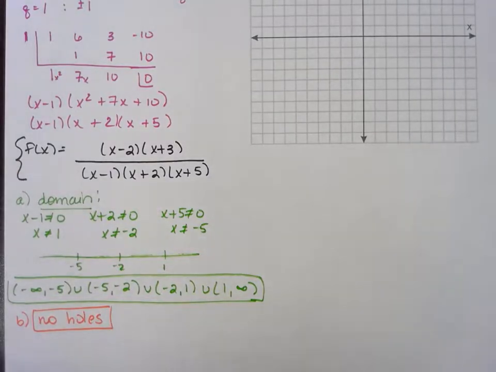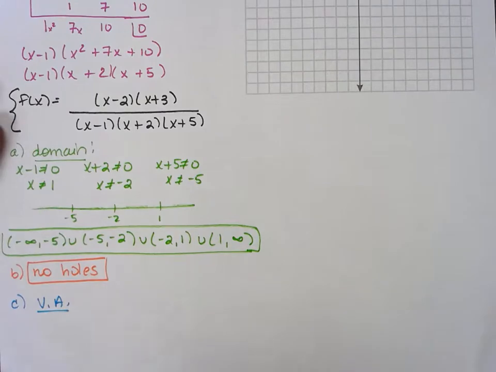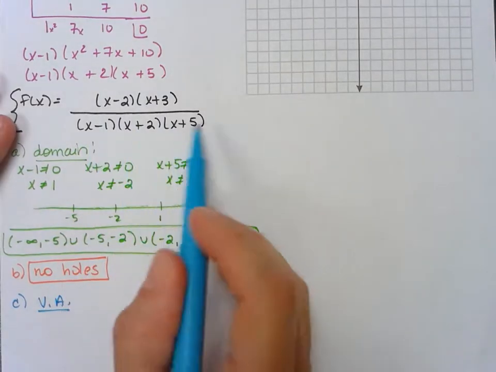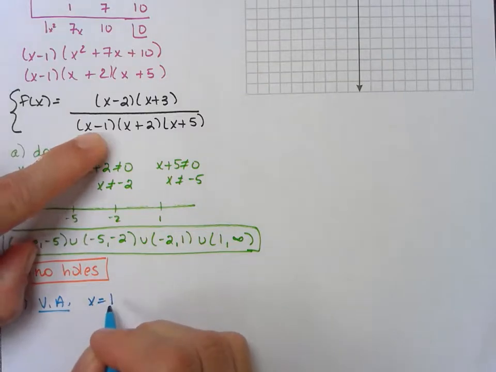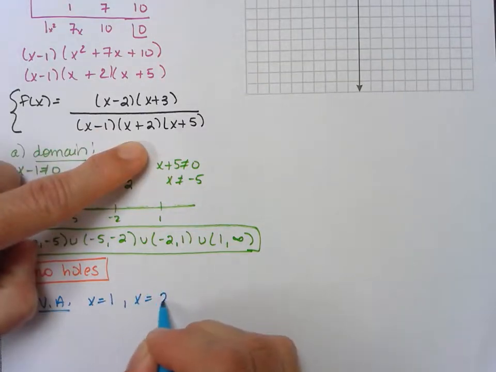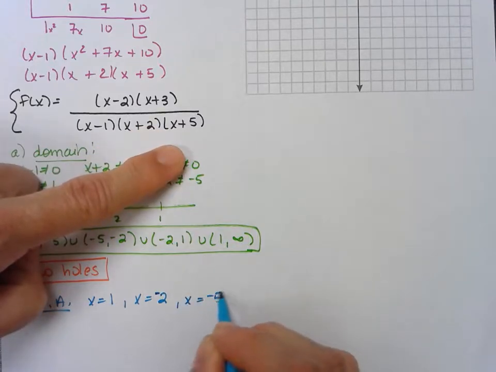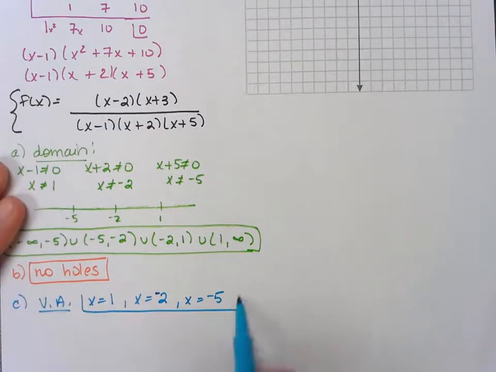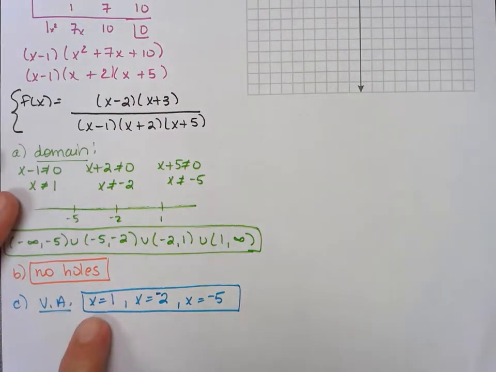Alright. Find all vertical asymptotes. Vertical asymptotes are where the denominator is 0. So for this one, we have x equals 1, x equals negative 2 actually, and x equals negative 5. These are our vertical asymptotes. Let's go ahead and put those on the grid. We have a vertical asymptote at 1, negative 2, negative 5.